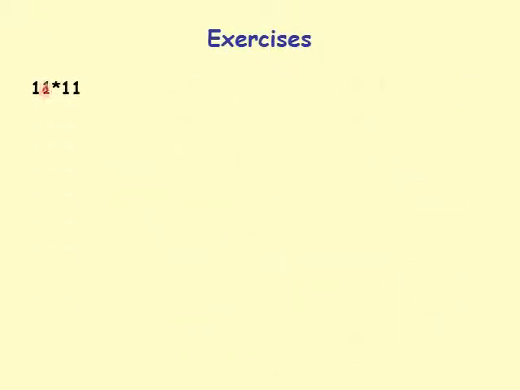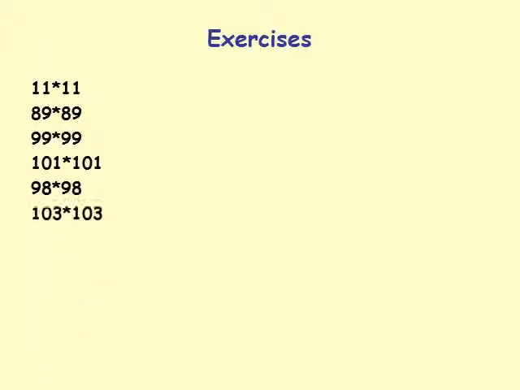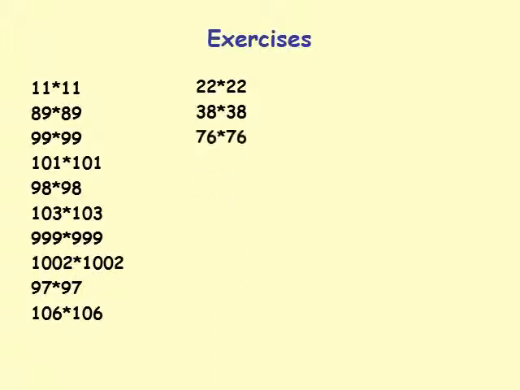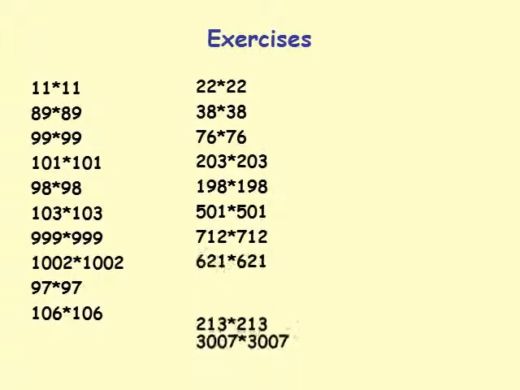Let's do the exercise. 11 times 11 first exercise. 89 times 89. 99 times 99, and so on. Okay, some more. Here is the proportional base number: 22 times 22, 38 times 38, 76 times 76, 203 times 203, and some more.